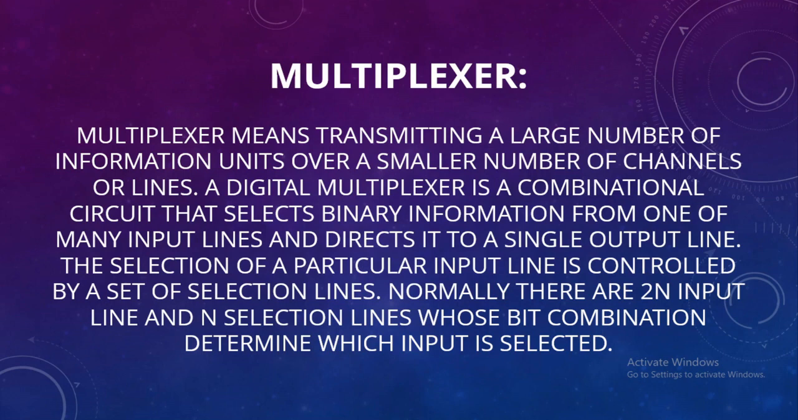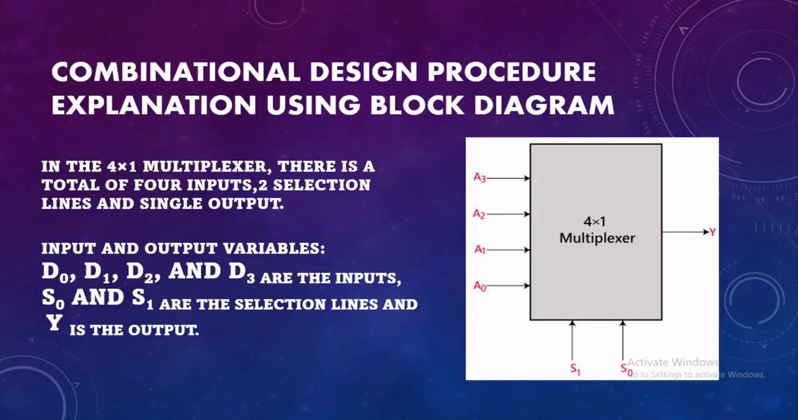Multiplexer means transmitting a large number of information units over a smaller number of channels or lines. A digital multiplexer is a combinational circuit that selects binary information from one of many input lines and directs it into a single output line. The selection of a particular input line is controlled by a set of selection lines. Normally, there are 2^n input lines and n number of selection lines whose bit combination determines which input is selected.